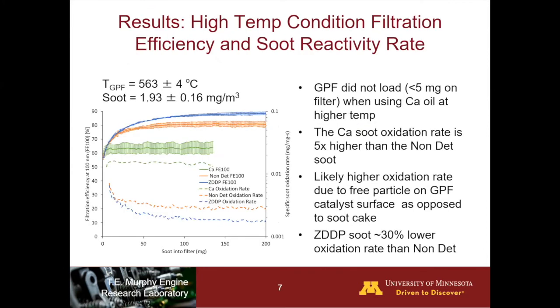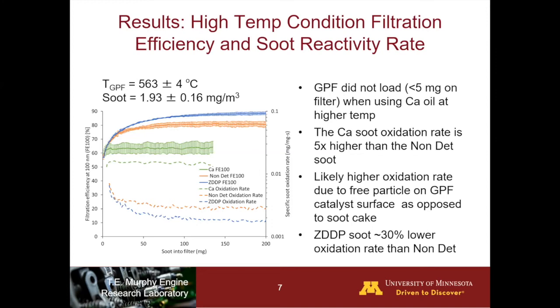So this is the high temp moderate soot. I'm just showing one of the test conditions for results, just for time. But so this is the high temp, lower soot concentration, GPF temp around 560 C, around 2 milligrams per cubic meter of soot. And then the top 3 curves, those are the filtration efficiencies of the GPF as it's loading, and this is filtration efficiency just at 100 nanometers.